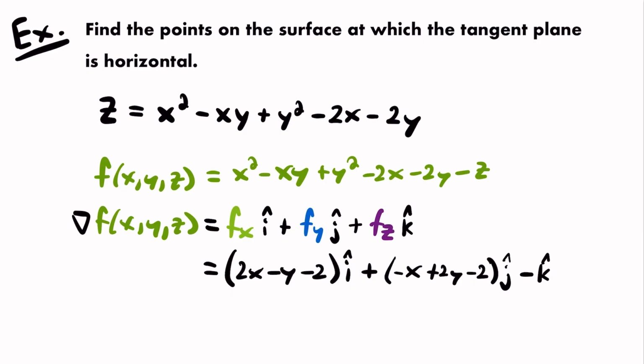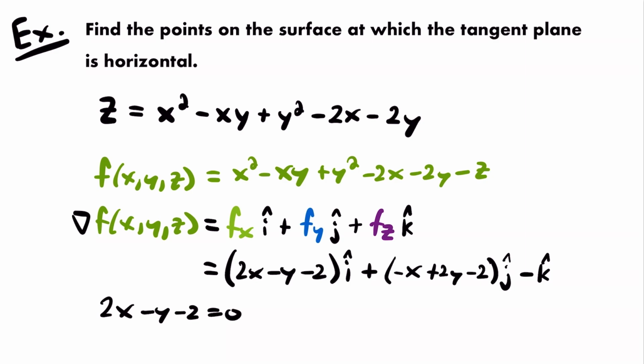Okay, so now, remember, a tangent plane will be horizontal when the normal vector has x and y components of 0. So we want to know, when are both of these two components 0 at the same time? So we want to set both of them equal to 0 and then solve this system of equations. If we set that up, using the x component, we'll have 2x minus y minus 2 equals 0.